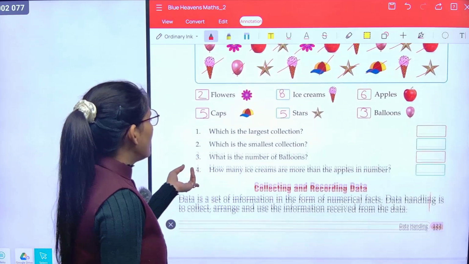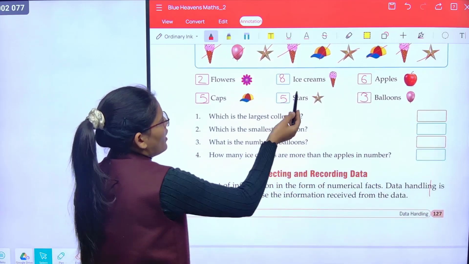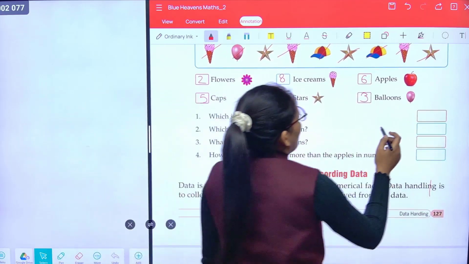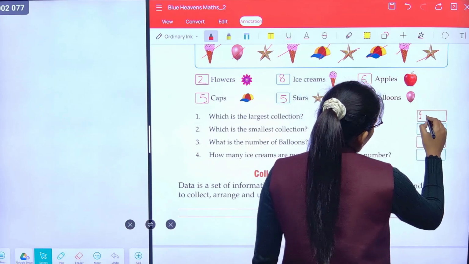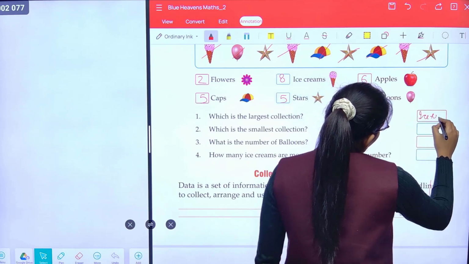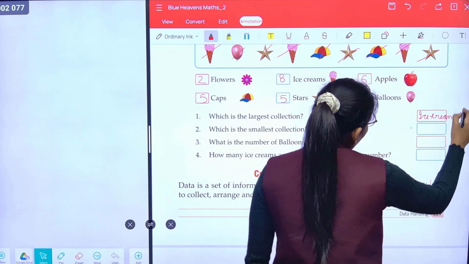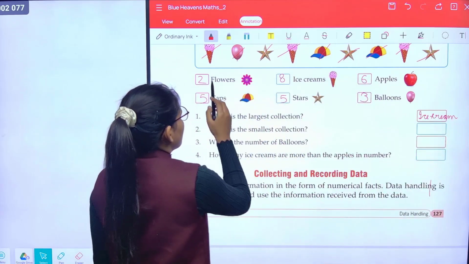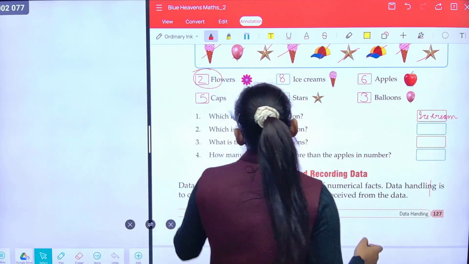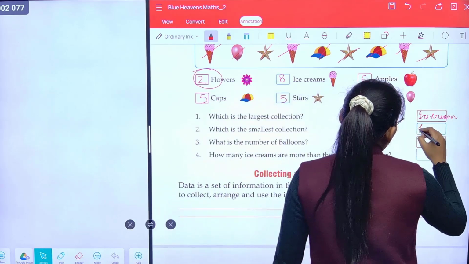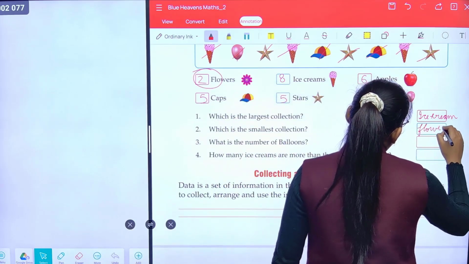Now which is the greatest collection? Ice cream is the greatest collection. Now, which is the smallest? Flower. Who has the least, class? Flowers. So we will write flower.